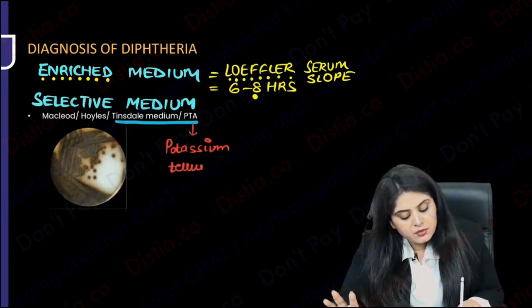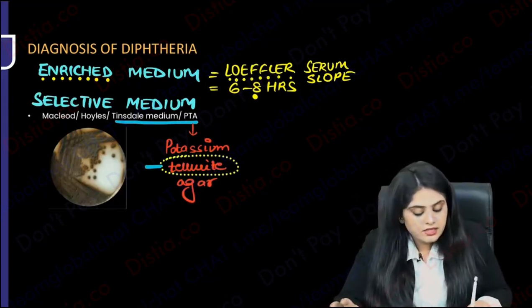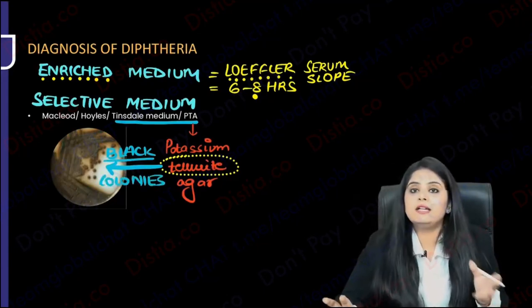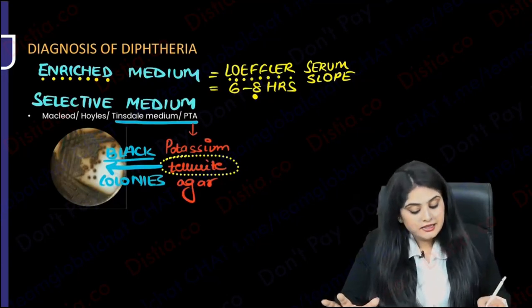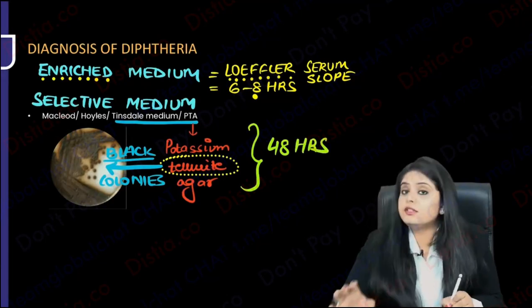PTA stands for potassium tellurite agar, and the rule is that whenever the word tellurite or tellurium will come, the color that you're gonna get is black colonies, because tellurium, tellurite is indicating black. And this is gonna take 48 hours for growth. So now listen to one PYQ.